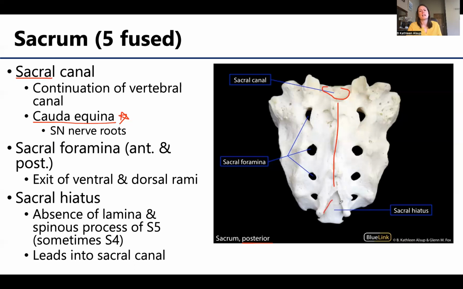And then one other prominent thing here, if you're looking at a posterior view, is this region referred to as the sacral hiatus. This is created by the absence of the lamina as well as the spinous process of S5, and sometimes it will extend up to about where S4 is. This is a typical thing. Most individuals are going to have a sacral hiatus. It's not some type of formation that does not occur in most individuals. So this is also going to lead into the sacral canal. Sometimes you can enter anesthetics into this region, which will bathe those nerve roots of the cauda equina.